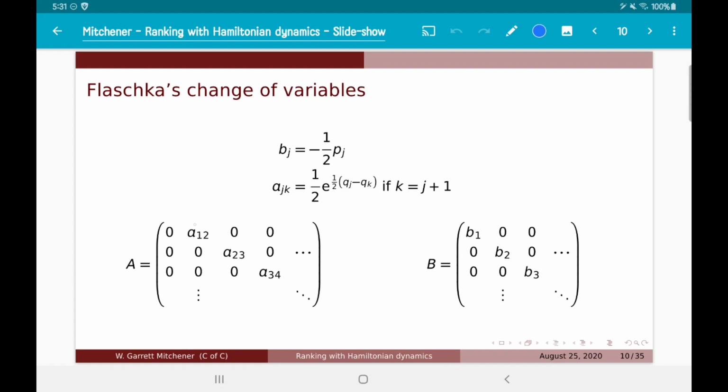resulting in, again, a band diagonal matrix that I've called big A and a diagonal matrix that I've called big B. There are actually a couple of different ways of doing this. I've selected this one because after a lot of trial and error, this was the closest thing to being able to generalize the Toda lattice to a ranking problem. So what you can see here is that this B is a rescaled and opposite sign momentum, and the A's, which I've written using this notation, are basically just the force terms between two adjacent particles.